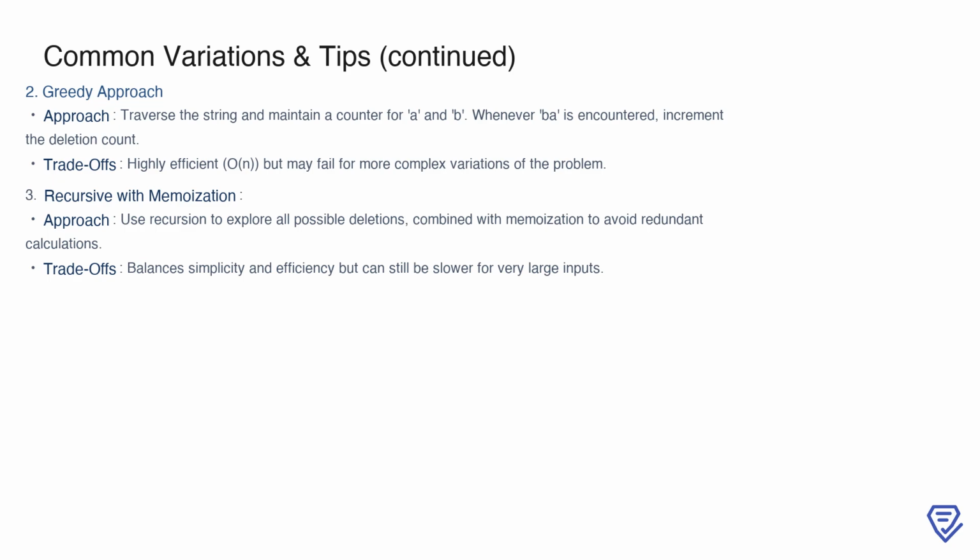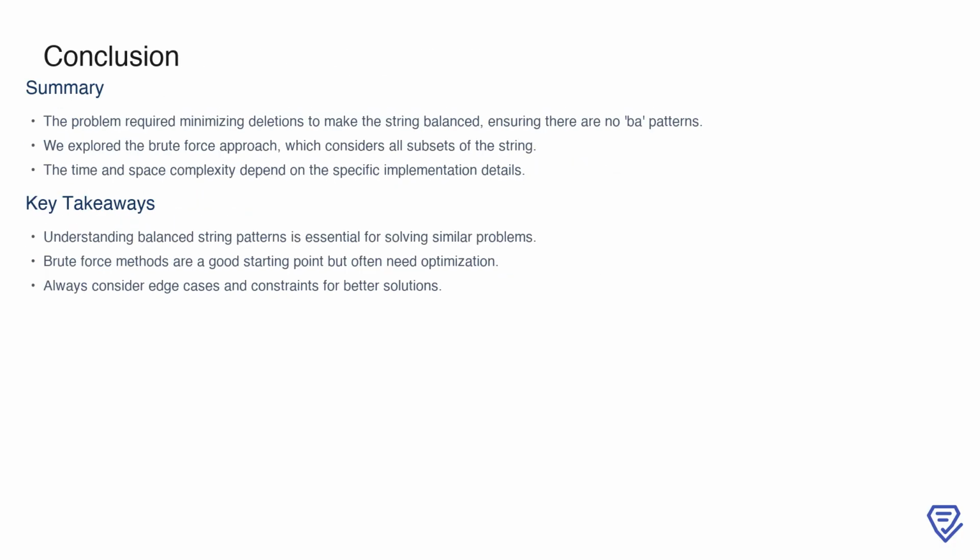Finally, there's the recursive approach with memoization. Here, you explore all possible deletions recursively, while using memoization to store results of overlapping subproblems. This balances simplicity and efficiency, as it avoids redundant calculations, but it can still be slower for very large inputs. Choosing the right approach depends on the constraints and variations of the problem, so it's important to understand the trade-offs involved with each method.